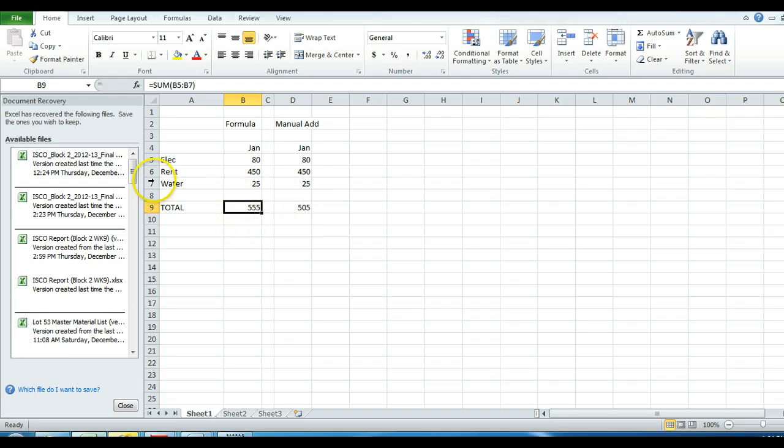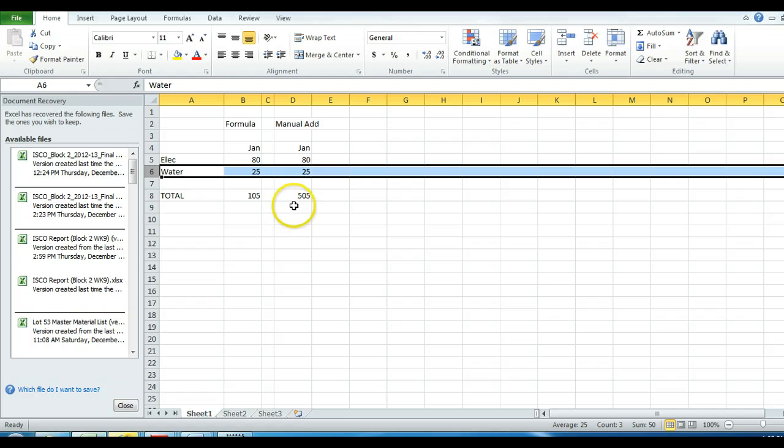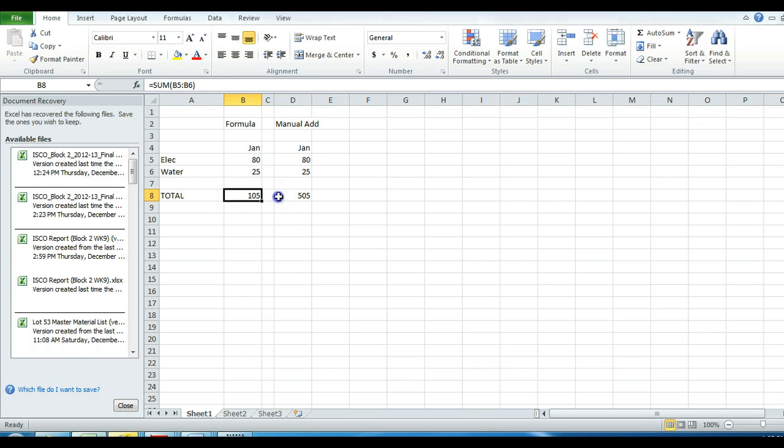Now another instance would be, maybe we didn't have to pay rent that month. So if I right click on that whole row, delete it, look, the math didn't change on this one. So that's why you want to use formulas and functions rather than manual.